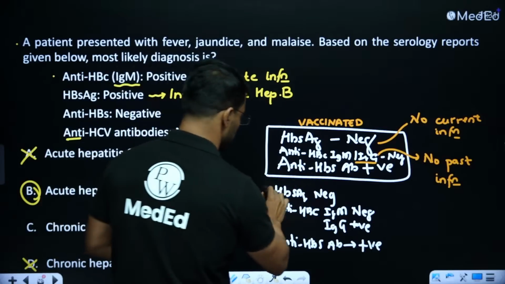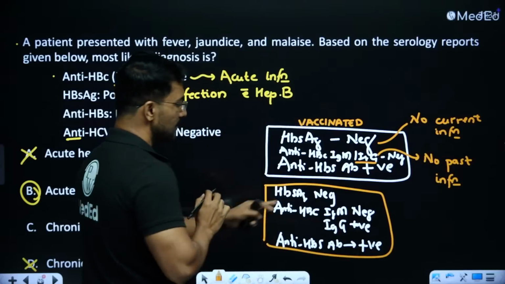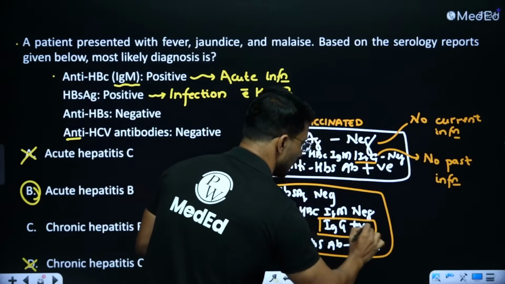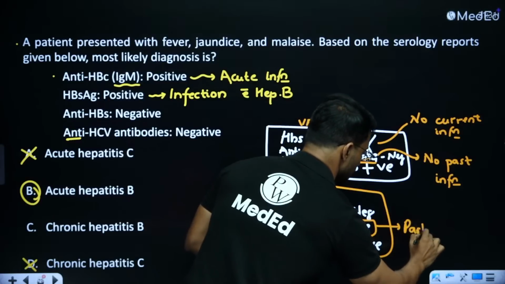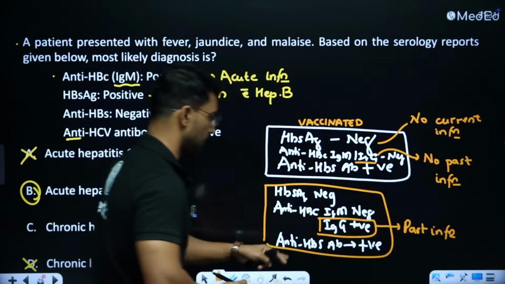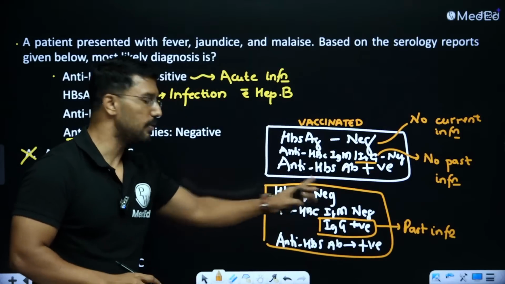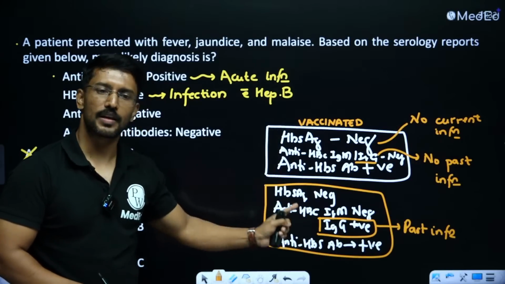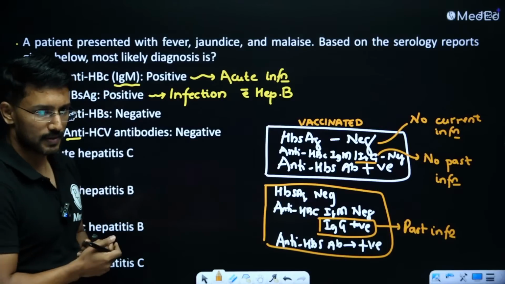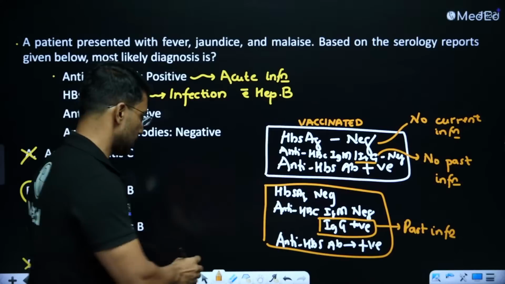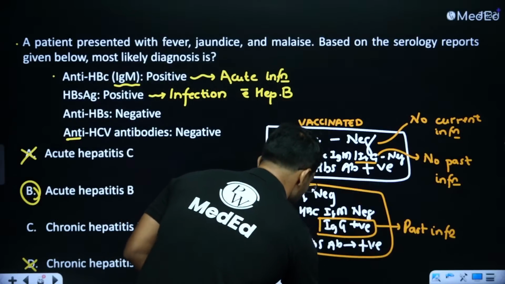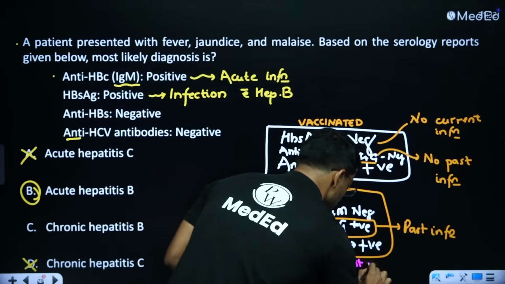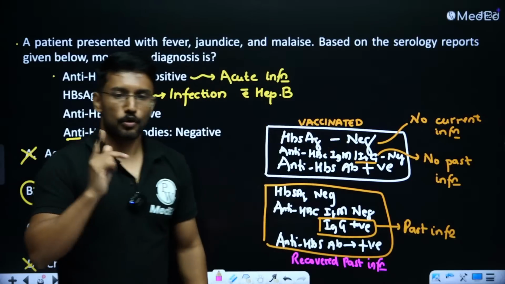But in the second case, HBsAg negative rules out current infection, but this positive IgG indicates that there was past infection, right? This antibody production is because of the past infection. So this is vaccinated, this is past infection recovered or cured, right? Past infection in remission, this is vaccinated. So the second scenario is recovered or cured past infection.